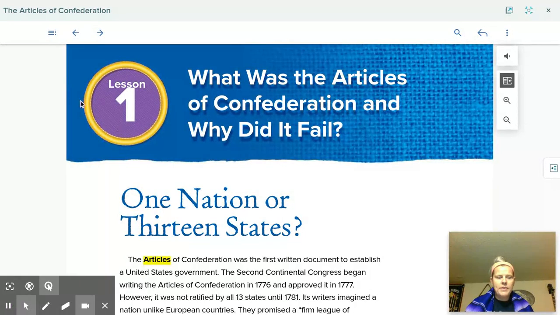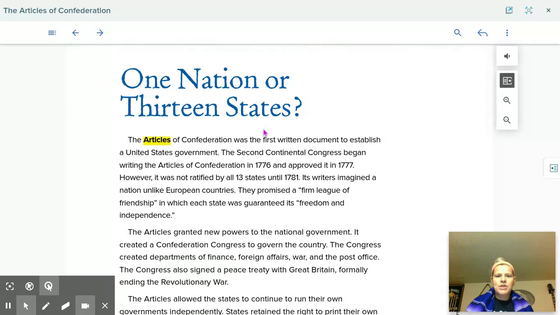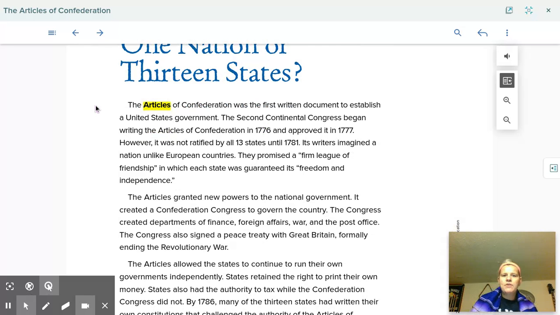All right, here we go. We got chapter 6, lesson 1. What was the Articles of Confederation and why did it fail? So one nation or 13 states. So it says the Articles of Confederation was the first written document to establish a United States government. The Second Continental Congress began writing the Articles of Confederation in 1776 and approved it in 1777. However, it was not ratified by all 13 states until 1781.